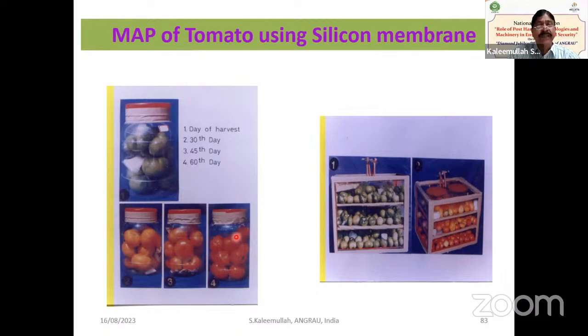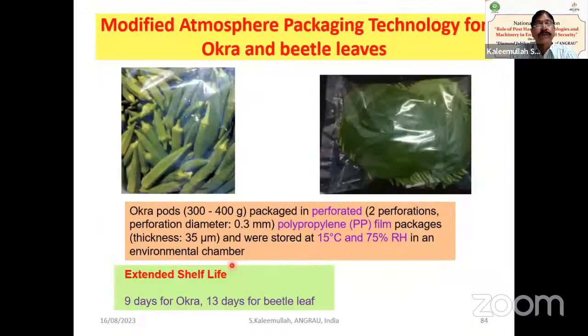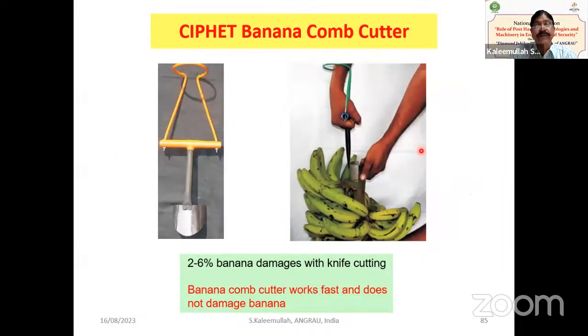It means that in the case of the modified atmosphere packing, we can keep the tomatoes intact for at least 2 months. And this is the modified atmosphere technology that was used for the okra and the betel leaves. The shelf life has been extended to 9 days in the case of the okra and 13 days in the case of the betel leaf.